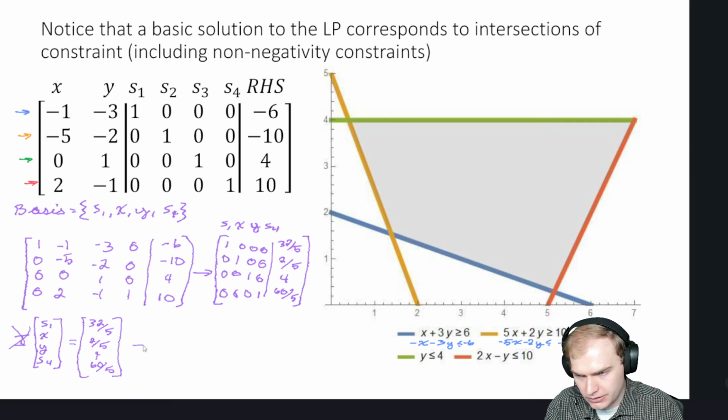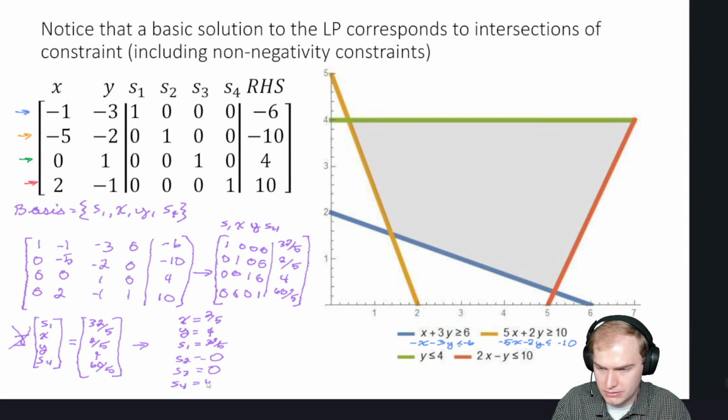If we wanted to put it in order, x is 2/5, y is 4, S1 is 32/5, S2 is 0, S3 is 0, and S4 is 66/5. Yeah, 66.